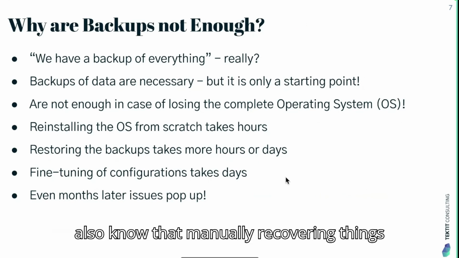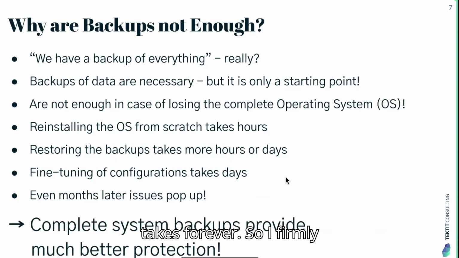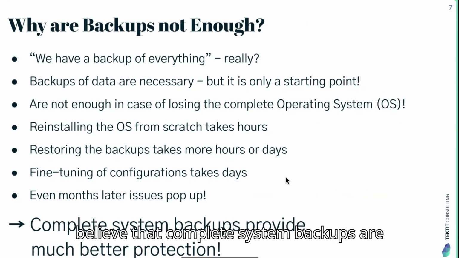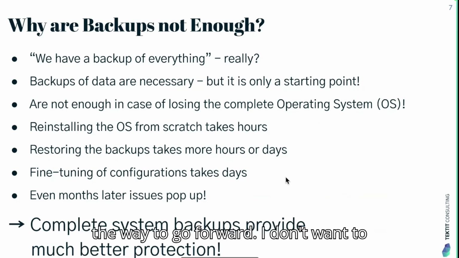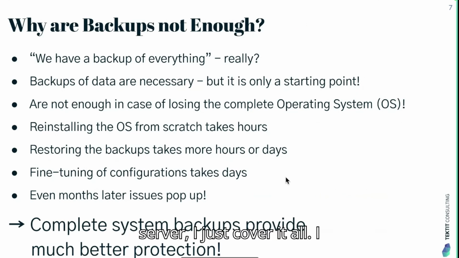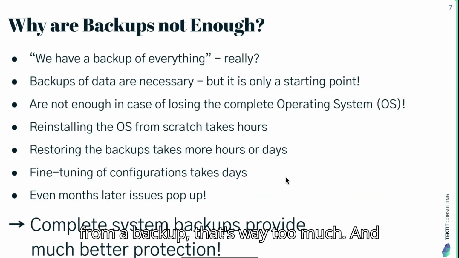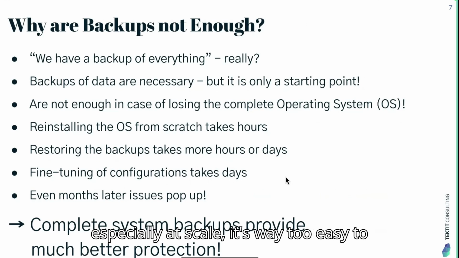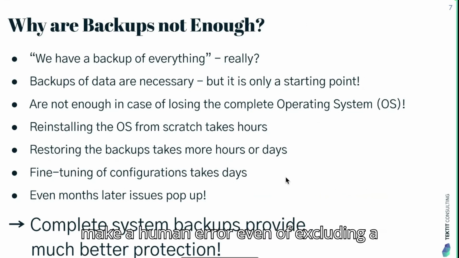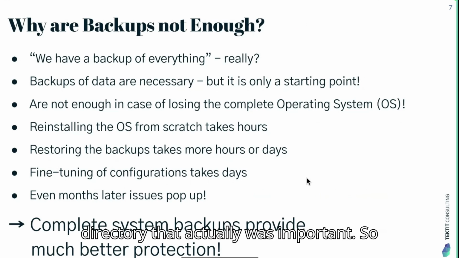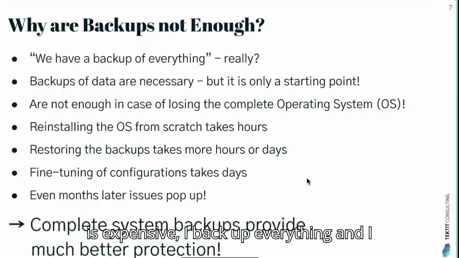And I also know that manually recovering things takes forever. So I firmly believe that complete system backups are the way to go forward. I don't want to know about the details of a specific server. I just cover it all. This knowledge of what to exclude from a backup is way too much. And especially at scale, it's way too easy to make a human error, even of excluding a directory that actually was important. So I believe that storage is cheap, my time is expensive, I back up everything, and I don't care about the details.